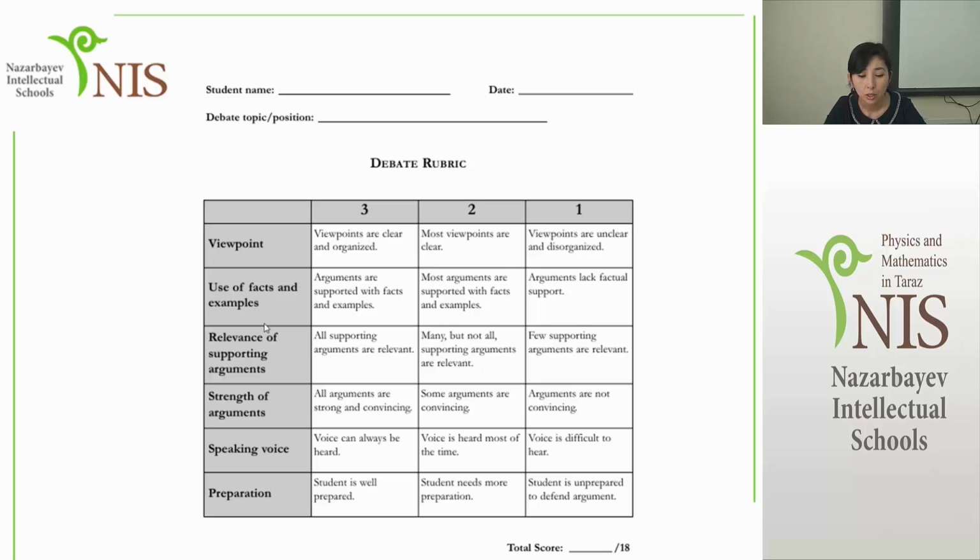Relevance of supporting arguments. If all supporting arguments are relevant, they give 3 points. Many but not all supporting arguments are relevant, they give 2 points. Few supporting arguments are relevant, they give each other 1 point. And strength of arguments. All arguments are strong and convincing, they give each other 3 points. If the arguments are convincing, they give each other 2 points. If the arguments are not convincing, they give each other 1 point.